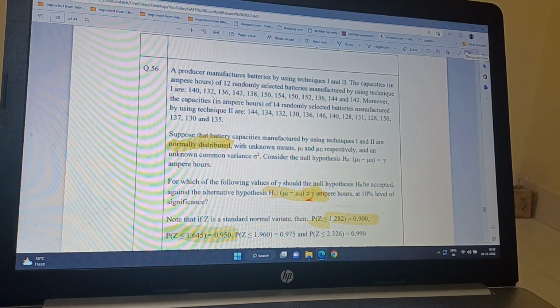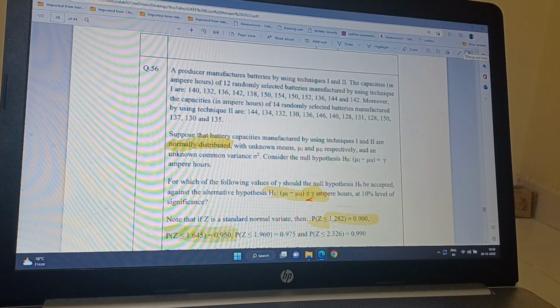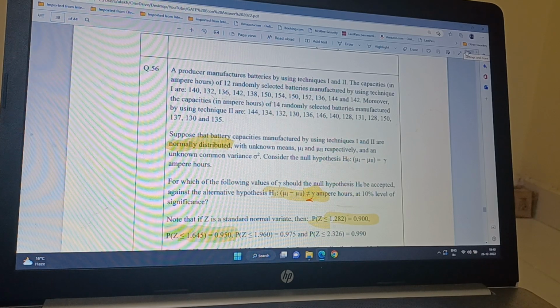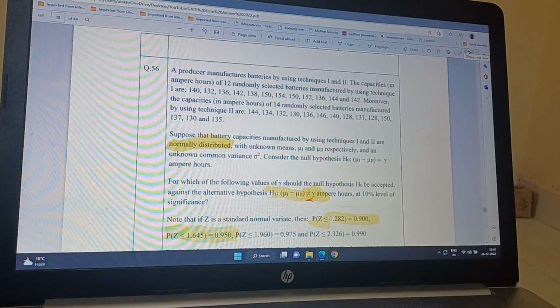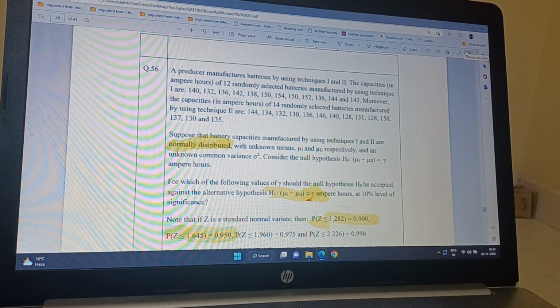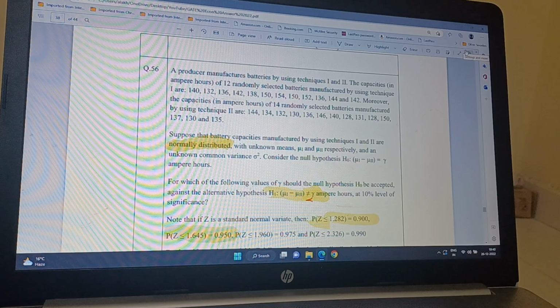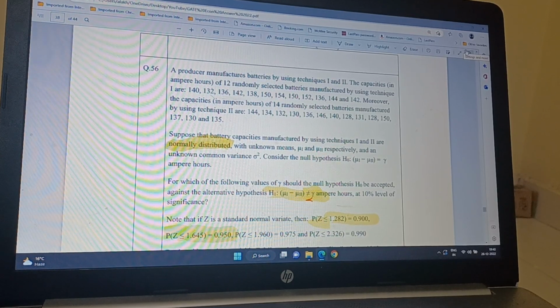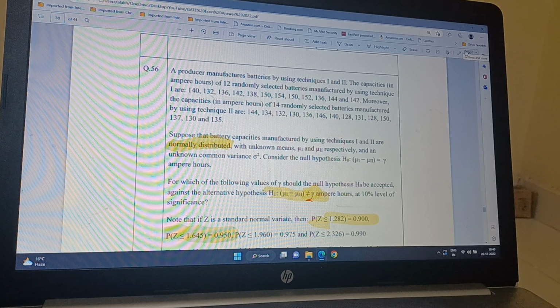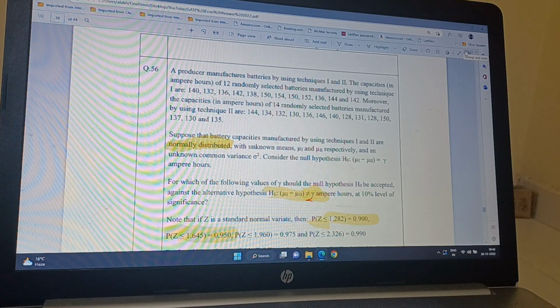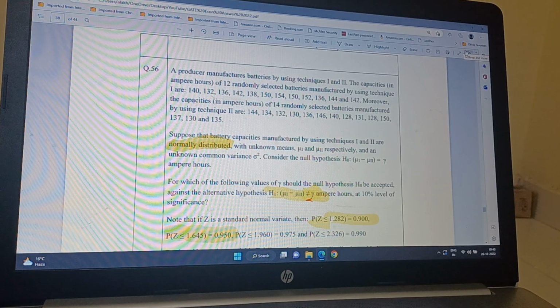Now the question is, for which of the following values of gamma should the null hypothesis H0 be accepted against the alternative hypothesis H1: mu1 minus mu2 is not equal to gamma ampere hours at 10% level of significance. So this question says that H1 is mu1 minus mu2 is not equal to gamma, means we will have to take two-tailed test. Had it been less than gamma or more than gamma, we would have used one-tailed test.